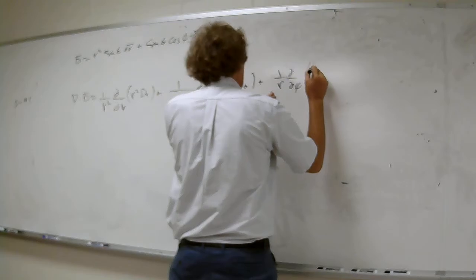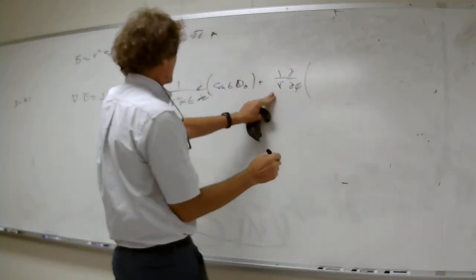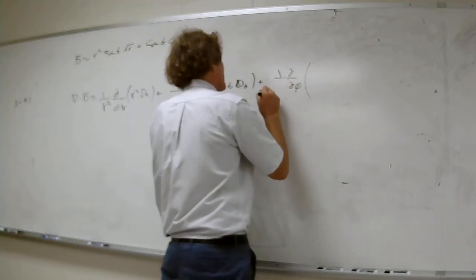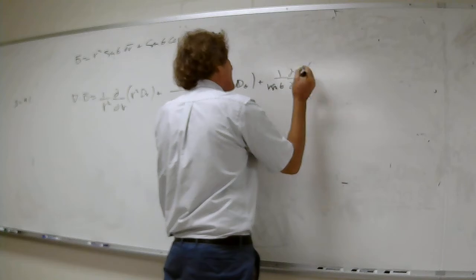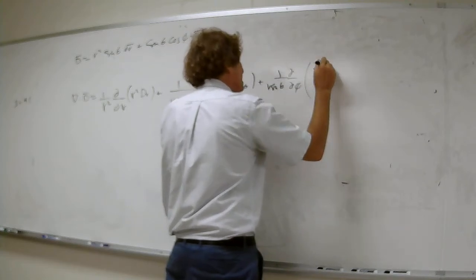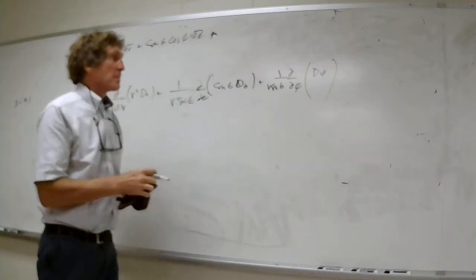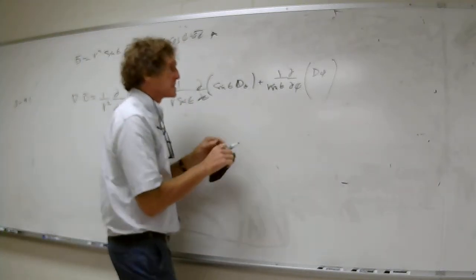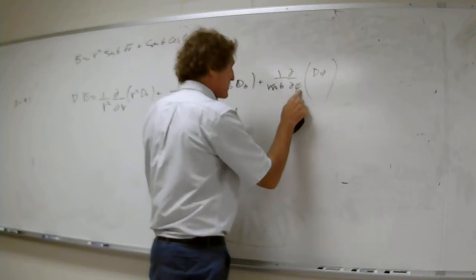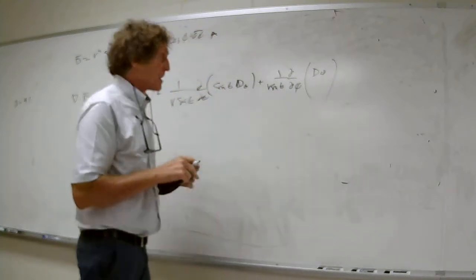For this one, I actually forgot the form. It's 1 over r sine theta, and then it's d/dphi of D_phi. Sorry, no, wrong. My bad, it's d phi, that's what I meant to say. This is phi, right? Yeah, that's good. This is phi.